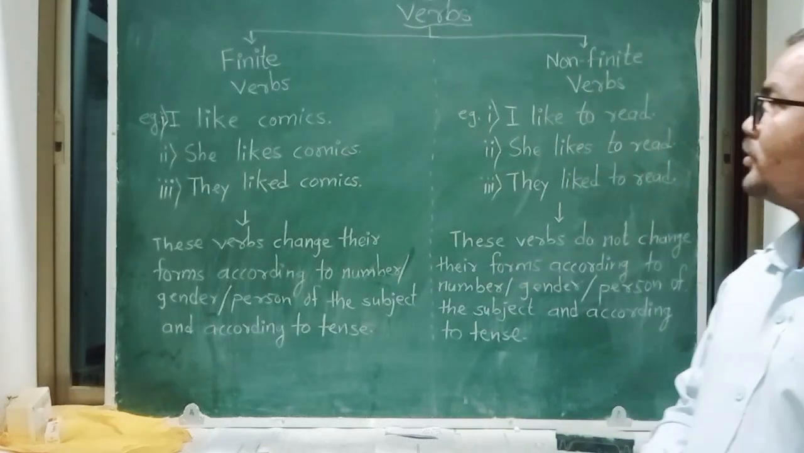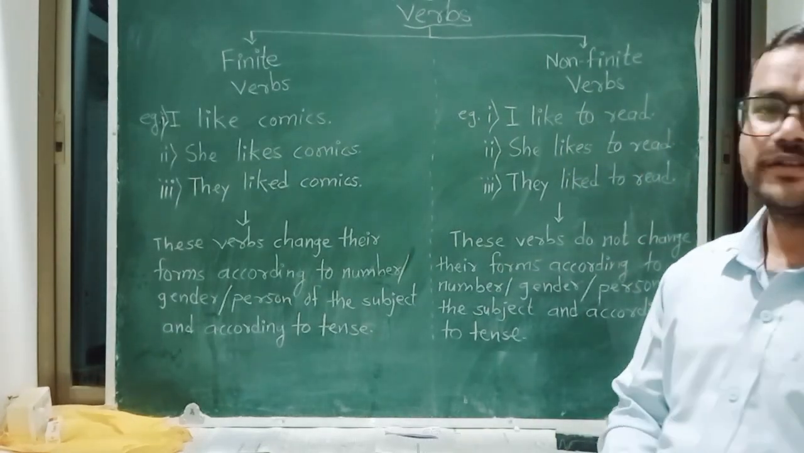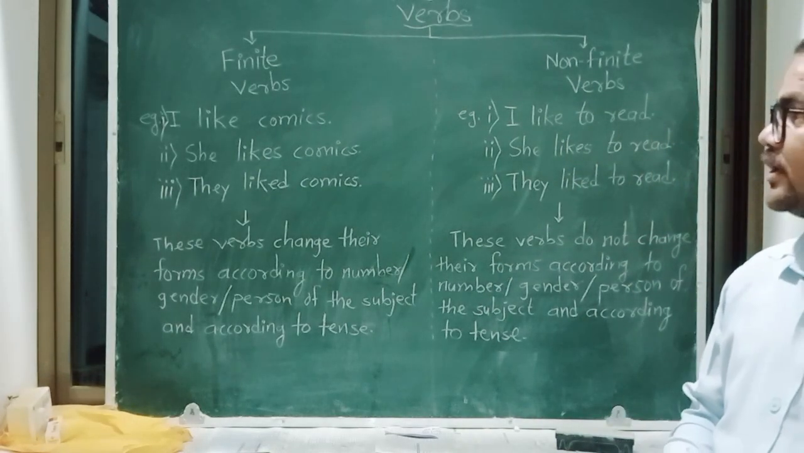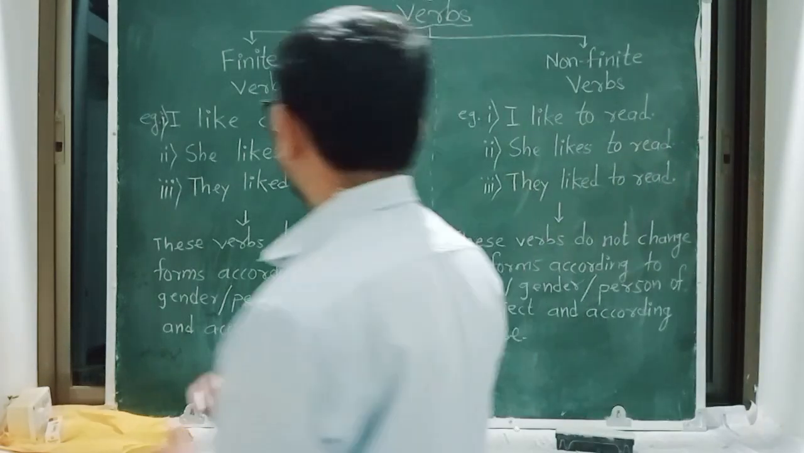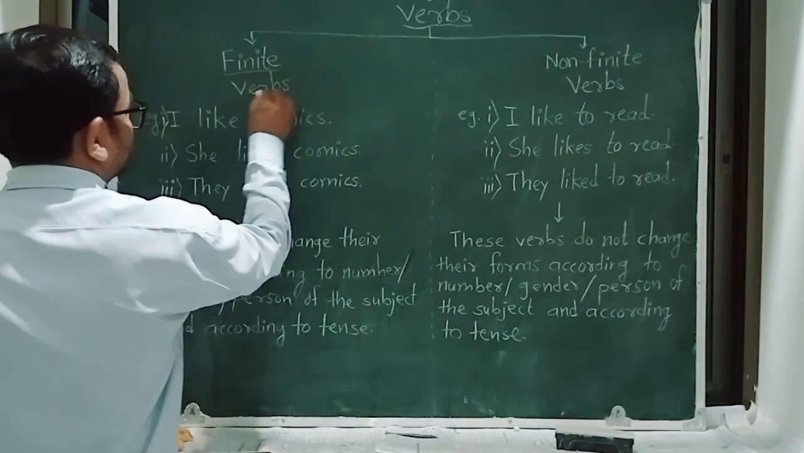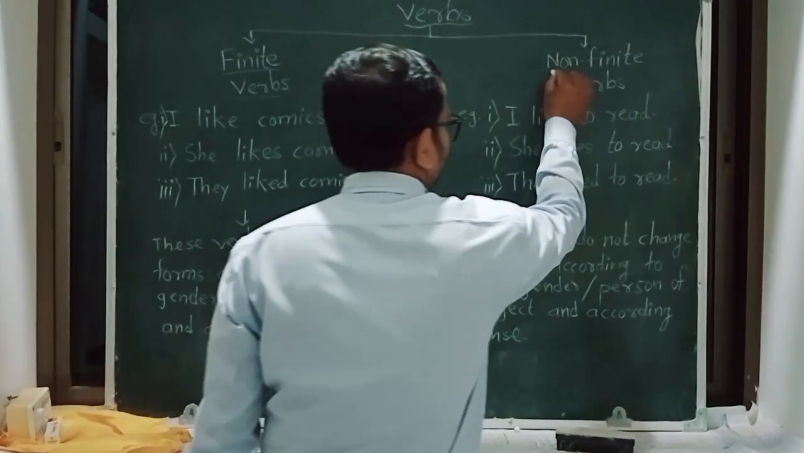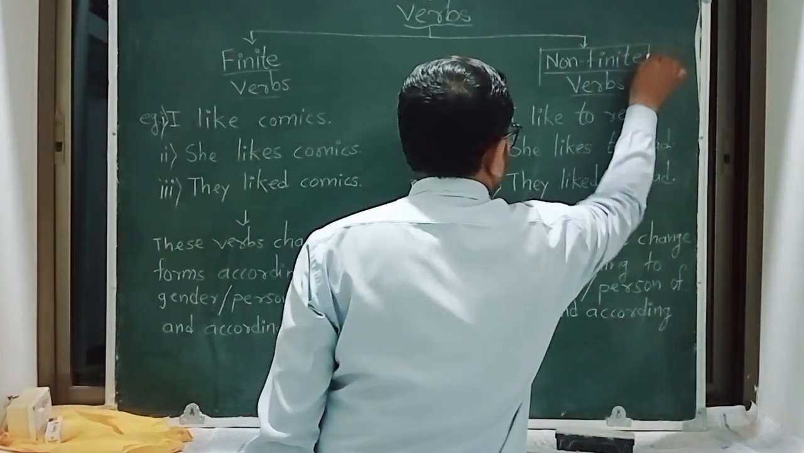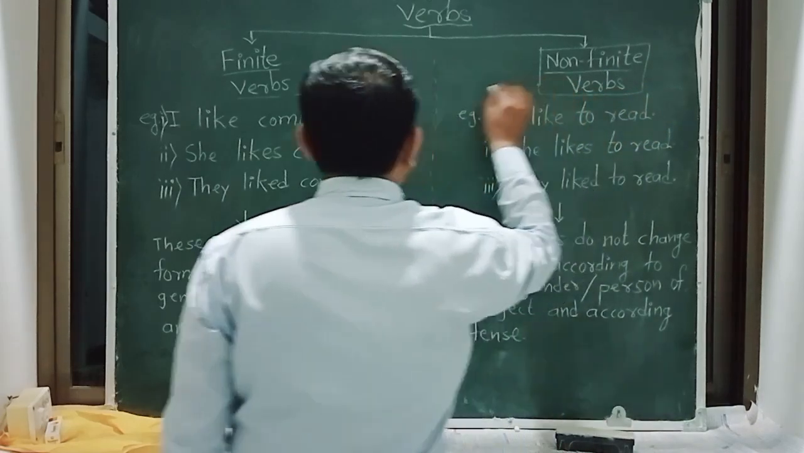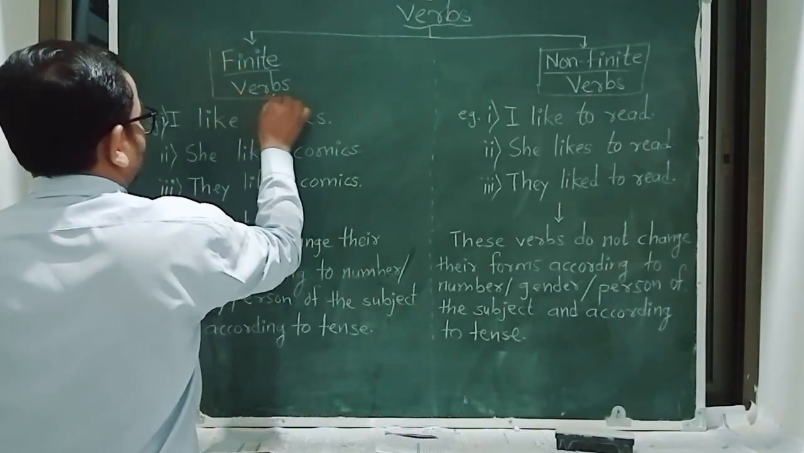Academy. Today we are going to talk about types of verbs. Actually, we are going to discuss two types of verbs, which are finite verbs and non-finite verbs. These are the two types of verbs that we are going to discuss today. Before that, let me talk about what is a verb.